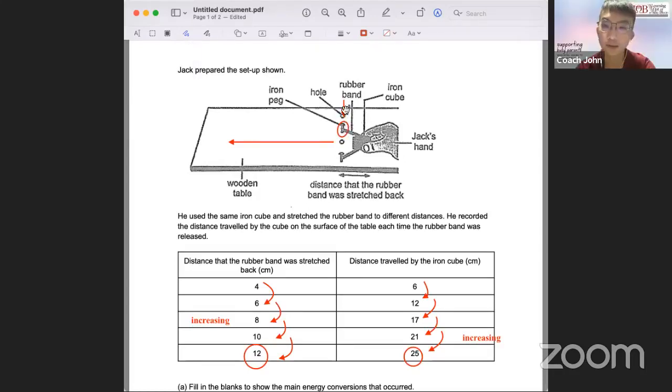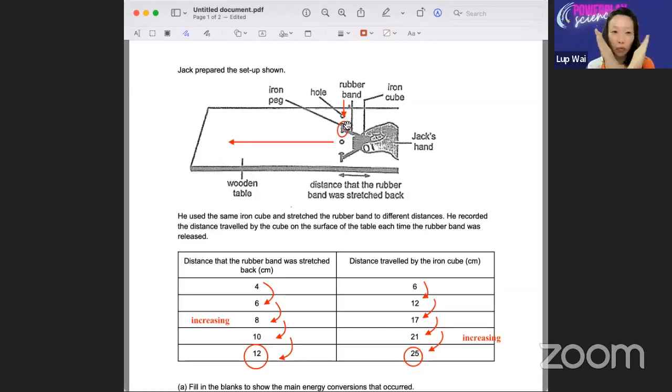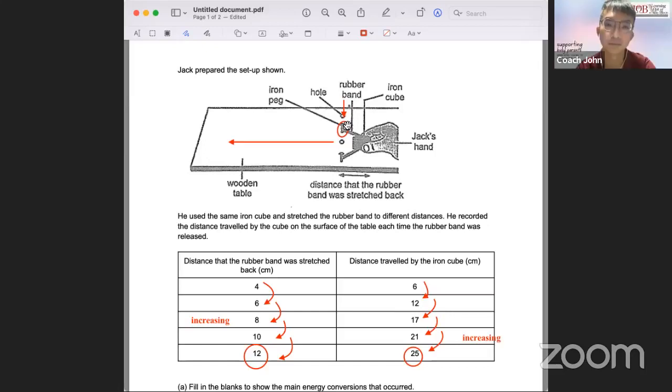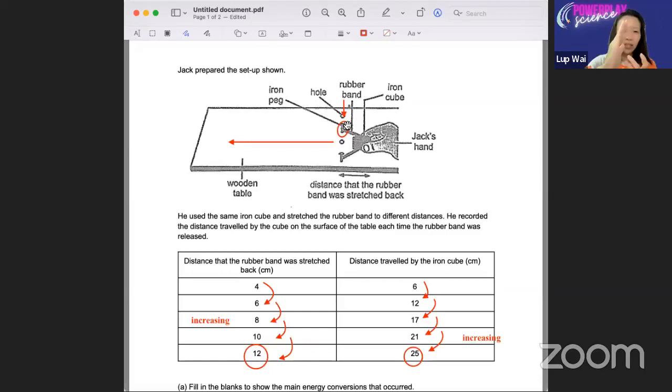Or can I shift the iron pack? Yes, you can change, but they say there's no adding, no removal. But they didn't mention you cannot change anything. So I can still shift the iron pack to the other hole. Which means the elastic is very tight, right? So when I stretch, I need more energy to stretch that rubber band, and then more energy will be converted to kinetic energy.